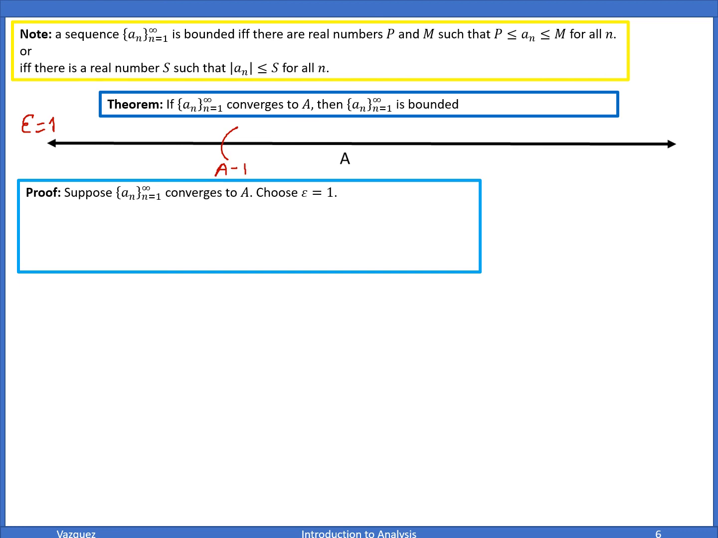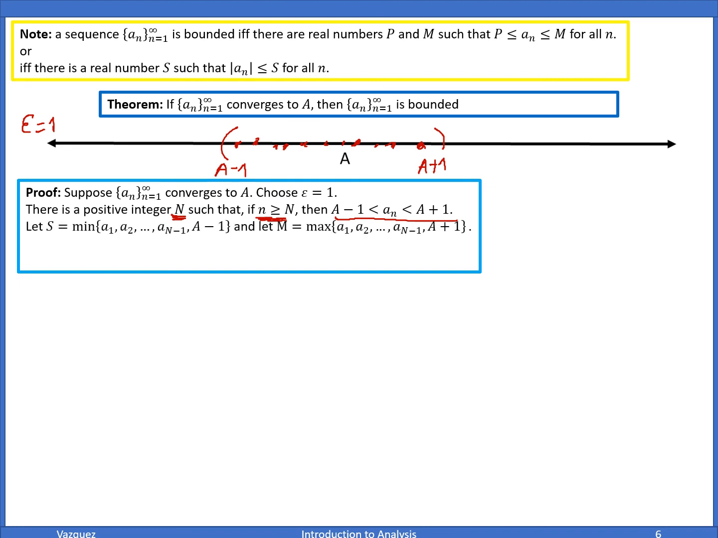So here's my epsilon neighborhood, A minus 1 to A plus 1. So there's a positive integer n such that every point after that n is within our neighborhood. So after a certain point, all the points lie within this neighborhood of A. Right, so there's only a finite number of points outside. I'm going to draw the points outside with a purple.